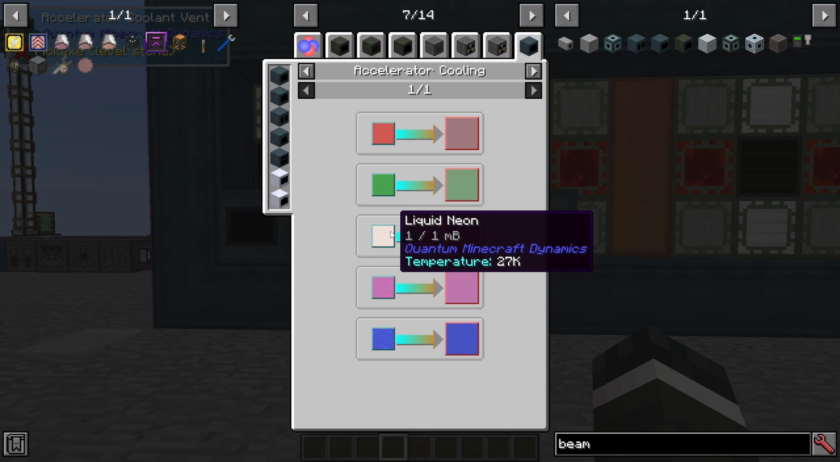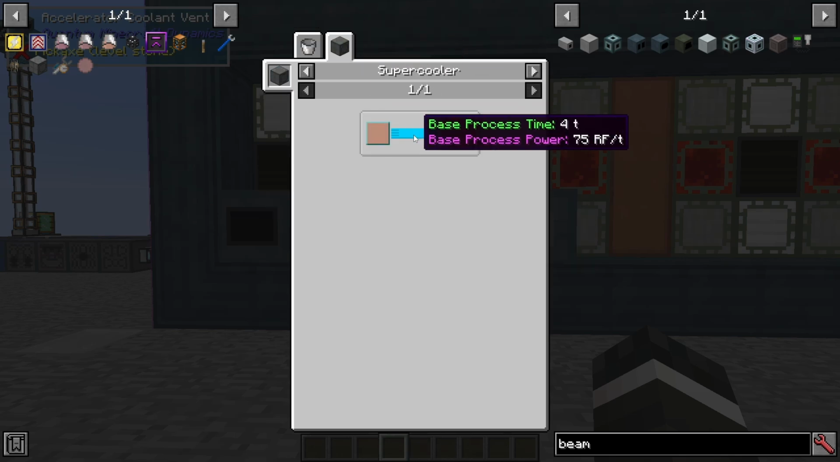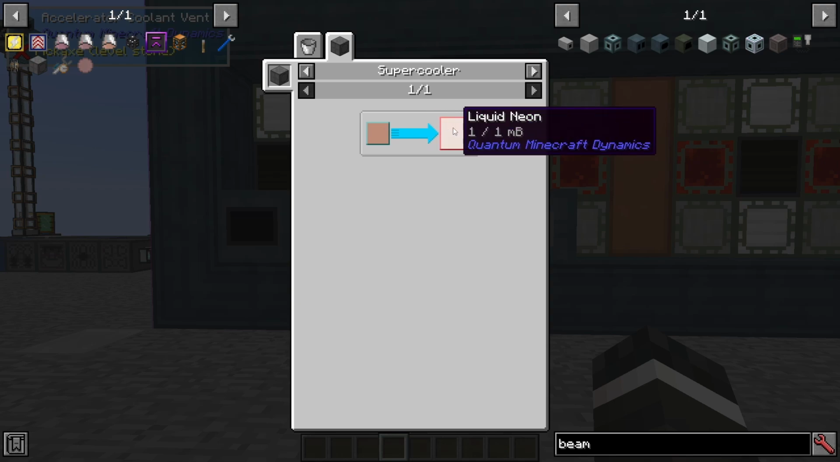So, how do we get this liquid neon? It is obtained by the supercooler. As you can see, it takes 4 ticks to produce 1 millibucket of liquid neon. So the supercooler has a speed of 0.25 millibuckets per tick. Therefore, if we increase its speed to 17 times that of base, it will produce 4.25 millibuckets per tick.